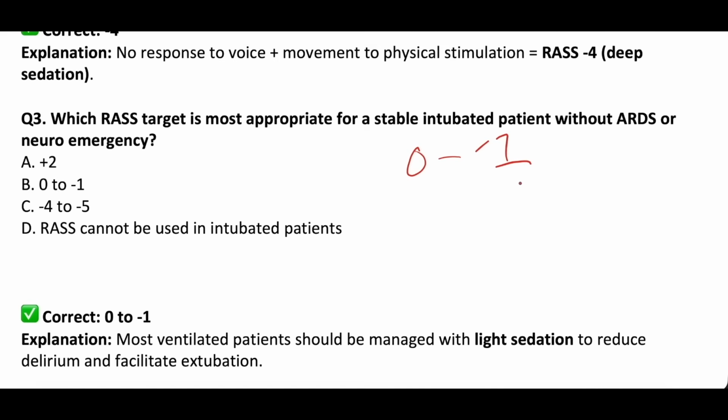This is what is studied and validated to potentially be the most effective in decreasing ventilator duration and ICU length of stay and all that kind of stuff. So B, 0 to -1 is where the porridge is just right for the majority of patients, assuming there's not another clinical indication.